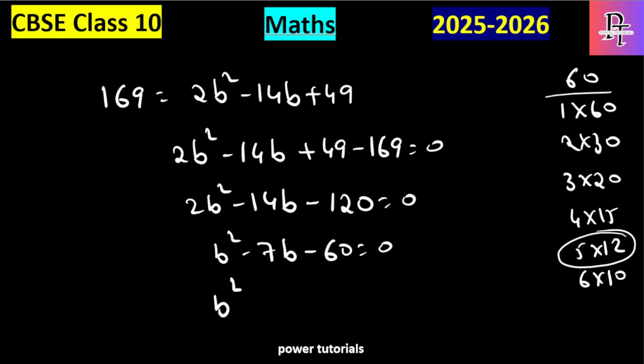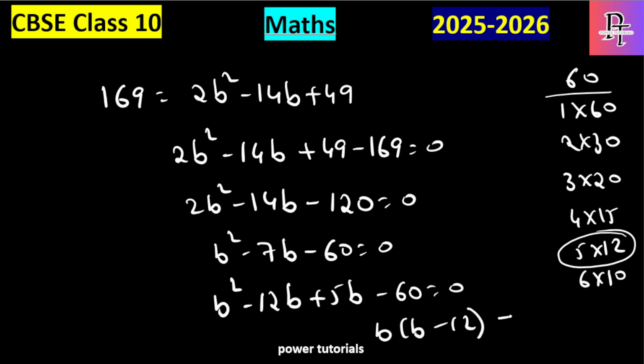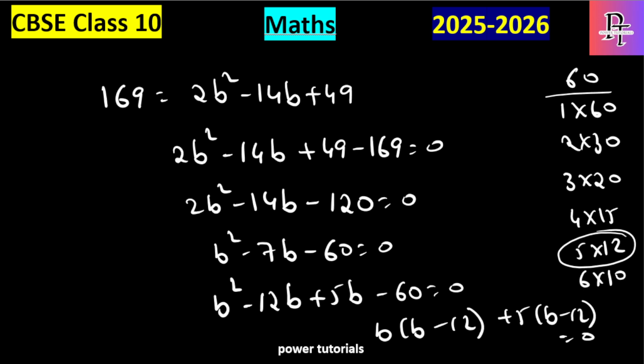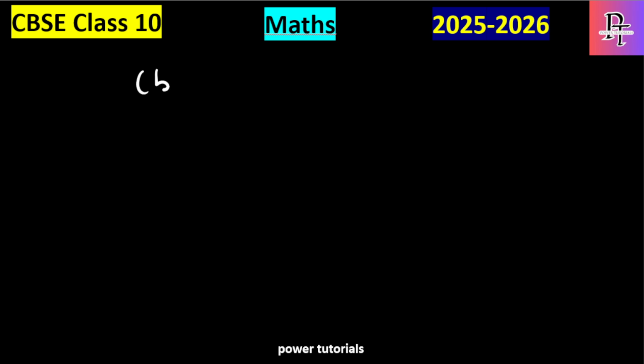So b square minus 12b plus 5b minus 60 is equal to 0. If I take common b, I will get b into b minus 12 plus 5 into b minus 12 is equal to 0. So I can say the b values I got are b minus 12 and b plus 5. So I got the base values as b is equal to 12 comma minus 5.